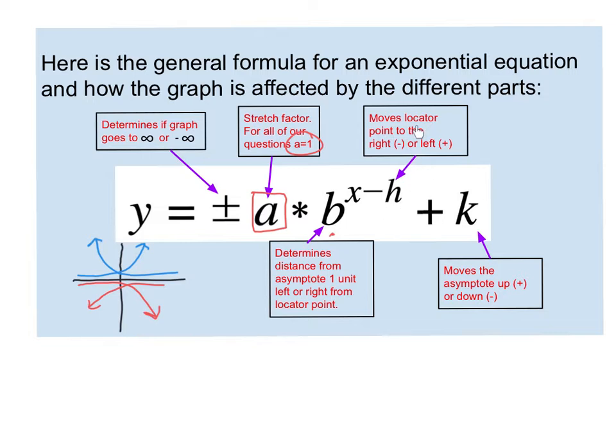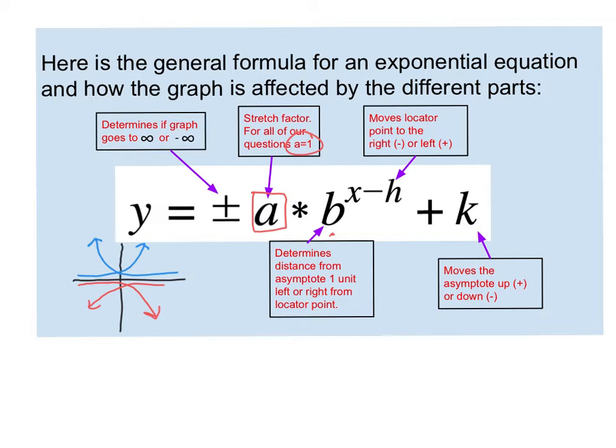This h moves the locator point to the left or the right. Now, if this is a minus, it moves it to the right. If this were a plus, it would move it to the left. And then the k. The k moves the asymptote either up or down. If it's positive, it moves the asymptote up. If it's negative, it moves it down.